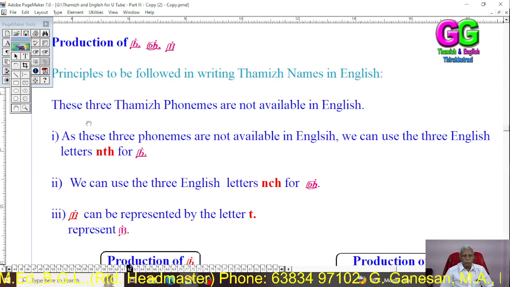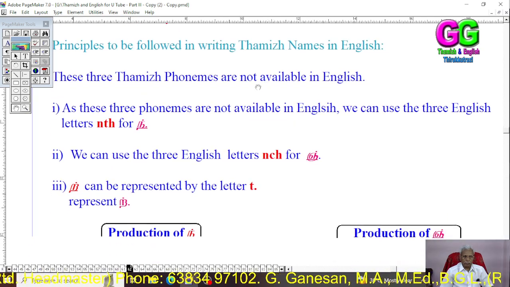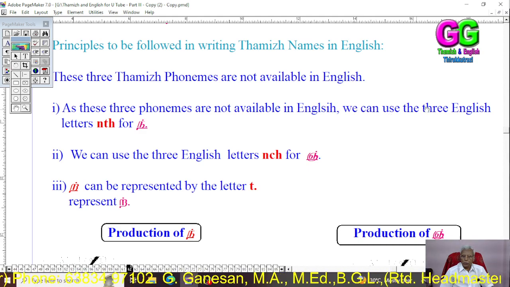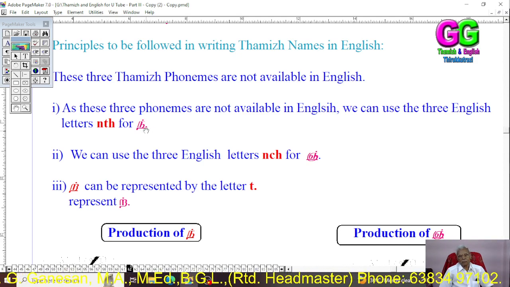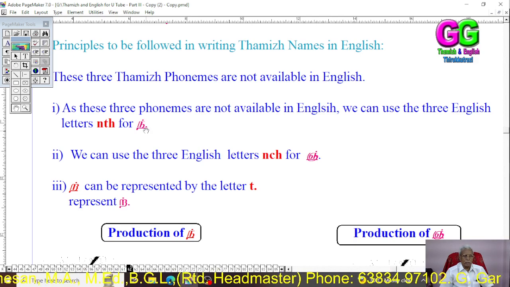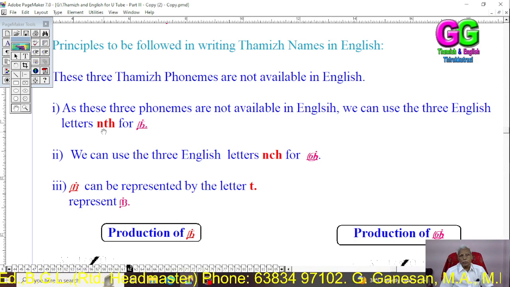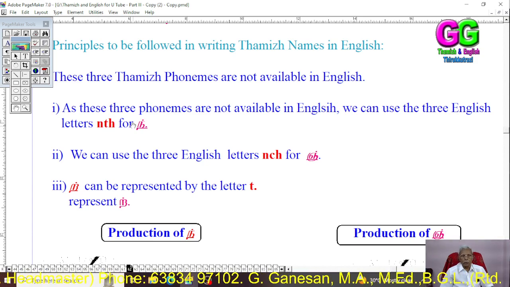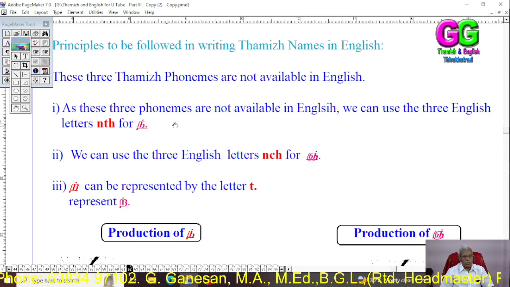See that these three Tamil phonemes are not available in English. As these three phonemes are not available in English, you can use the three English letters N, T, H for the first one, which is not available in English. So to refer to this phoneme, you can use the three letters N, T, and H. These three letters we can use to refer to the Tamil phoneme. It is a nasal phoneme.